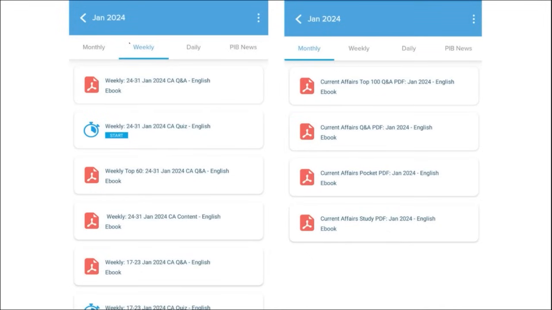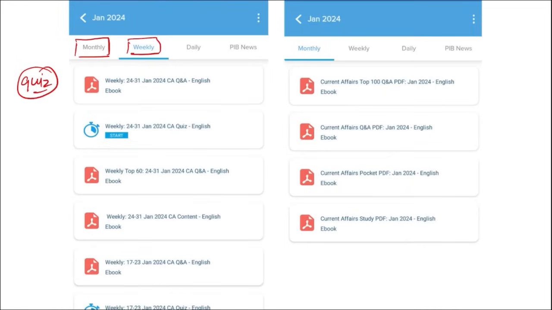Next comes our weekly content. The content is also provided in both English as well as in Hindi, and here we also make sure to provide you quiz also of that past week's current affairs that will be enhancing your learning, as it is a compilation of the important topics, important MCQ questions for the last week.